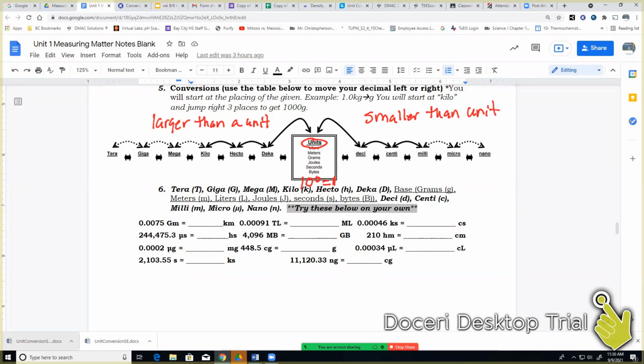If I move this way, when I'm doing my conversion, my number should be decreasing. No, increasing. I keep saying that today. My number should be increasing. If I move this way, my number.